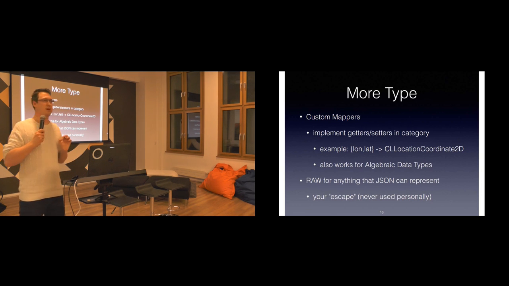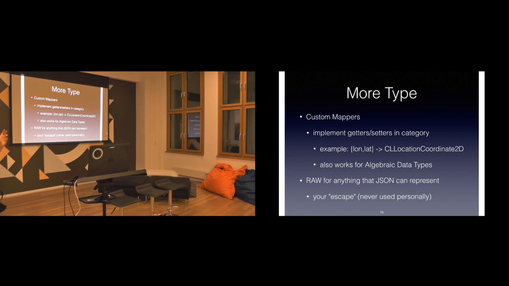But sometimes there might be something that's more weird than all the standard stuff. Then you can still implement your custom mappers. Nobody stops you from doing that. An easy way to do this is just implement custom getters and setters in a category. So if you really want to convert your objects with longitude and latitude to a CLLocationCoordinate2D, you can do so. So this works pretty fine. And actually you can also model algebraic data structures, but maybe it's going too far here to explain it, but it still works.